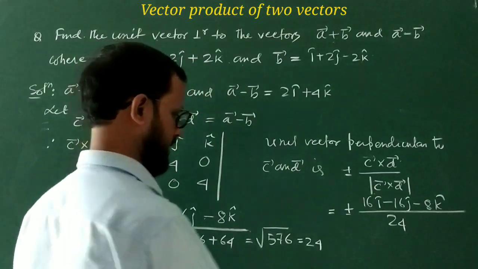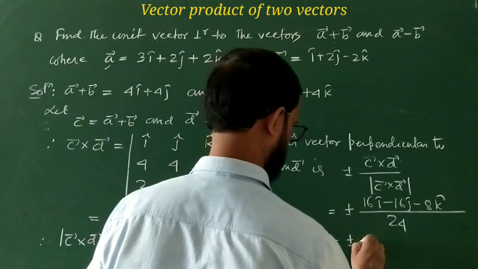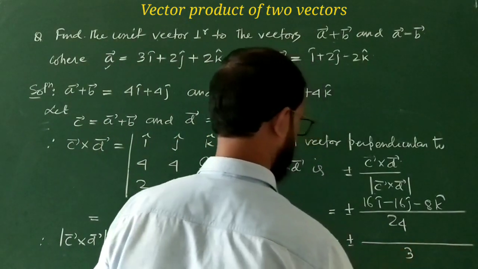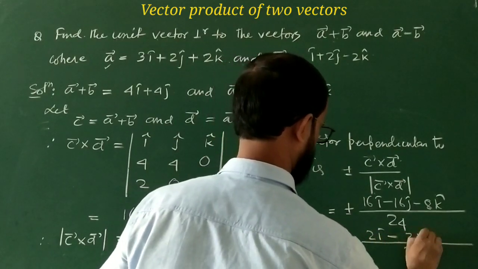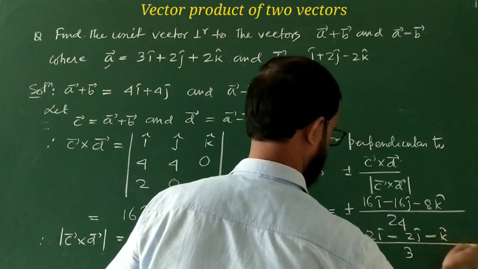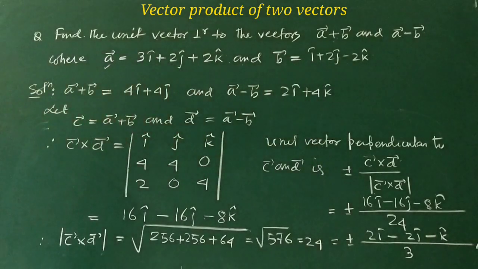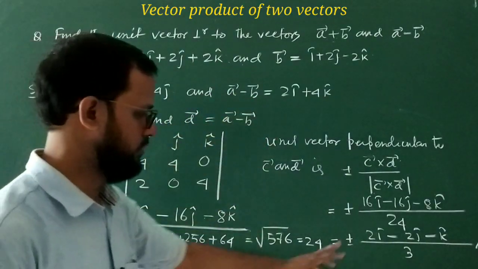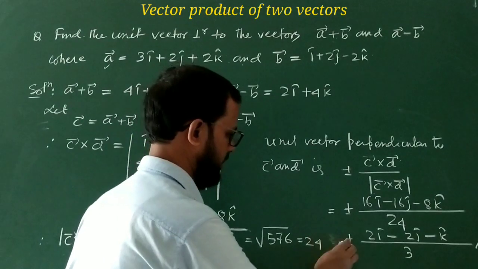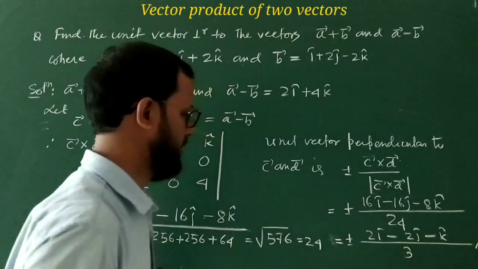After taking 8 common, what will be the result? Plus or minus, and below it will be 3, and the numerator will be 2i cap minus 2j cap minus k cap. This is the unit vector perpendicular to A plus B and A minus B. So there will be 2 unit vectors. Understood?